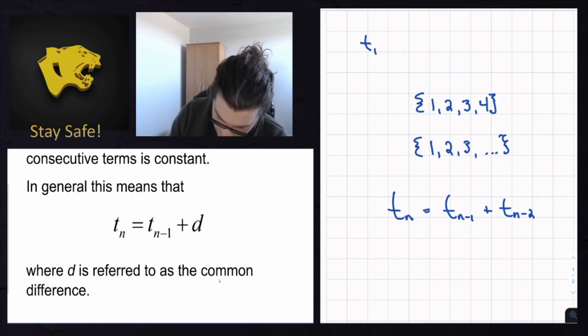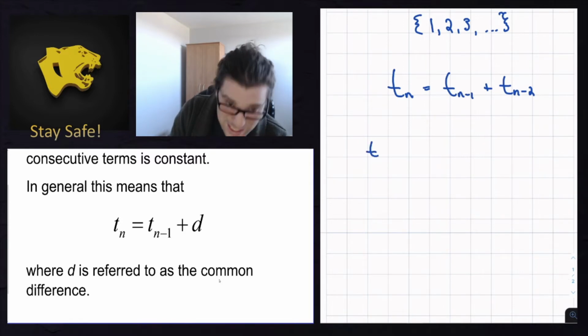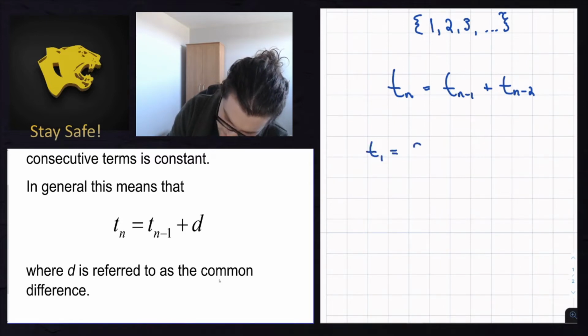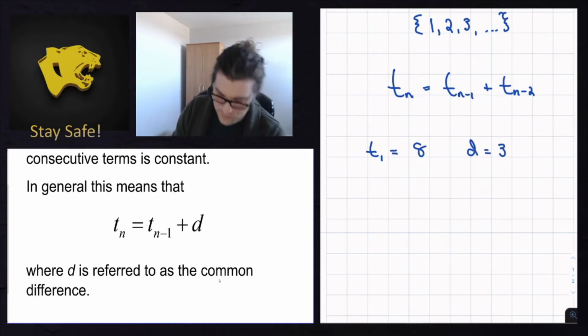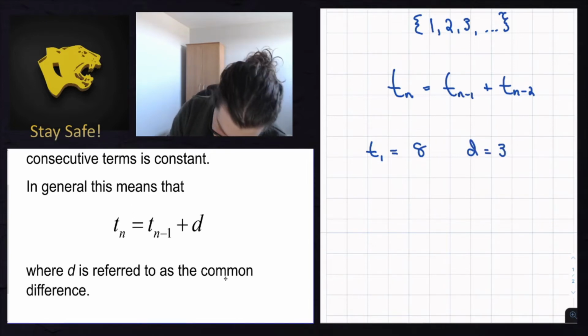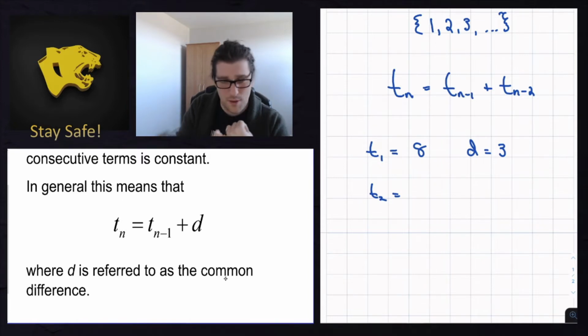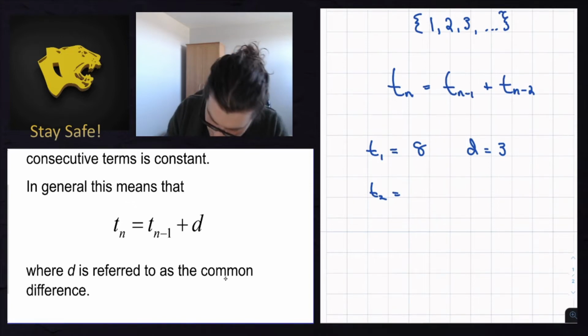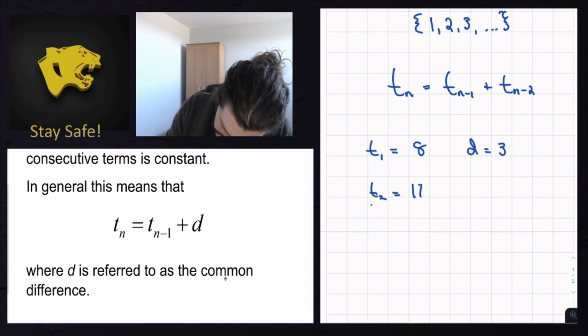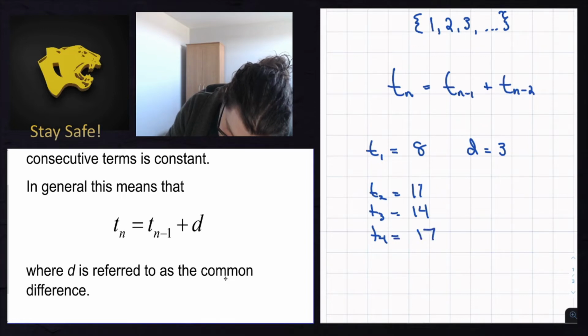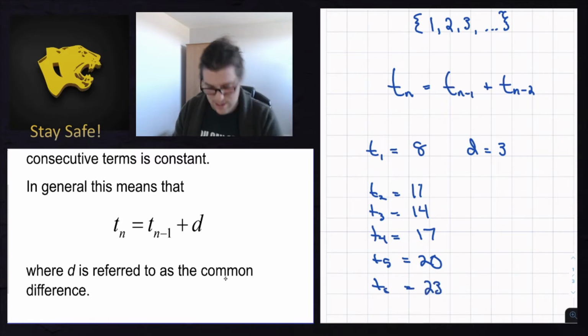So if I told you, for instance, that we had T1 is equal to 8, and the common difference is 3, and I asked you, well, what is T2? Well, T2 then would be, according to this, Tn is equal to Tn minus 1 plus d. Well, your common difference is 3. The last one you knew was an 8, so the next one is going to be the 8 plus 3, which is 11. Then we add another 3 on there, which is 14. And we add another 3 on there, which is 17. And we add another 3, which is 20. And another 3, which is 23. And you probably get how that's going.